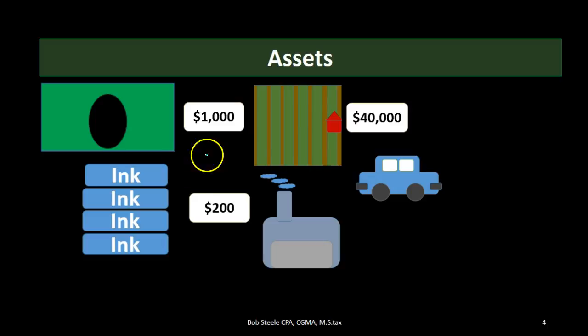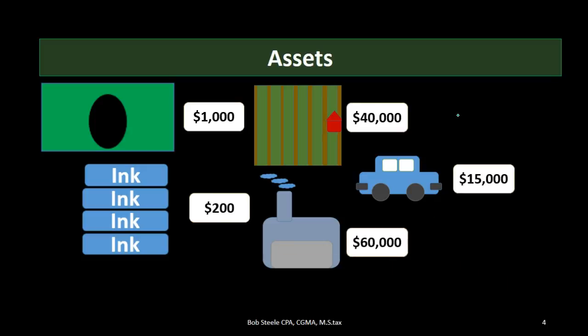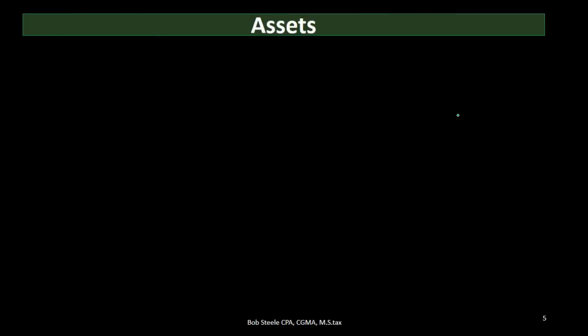Land, we basically purchased for $40,000. So again, we have $40,000 worth of landness, not so many acres of land. Dollars is our measuring tool. $60,000 for the building of the factory, and $15,000 for the auto. If we then take those numbers, we can put them into a balance sheet.